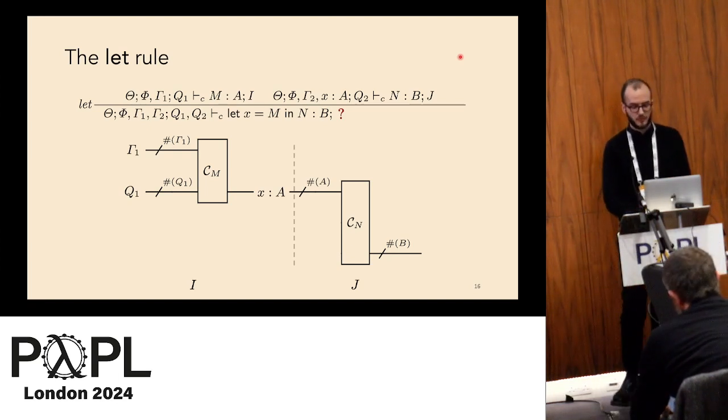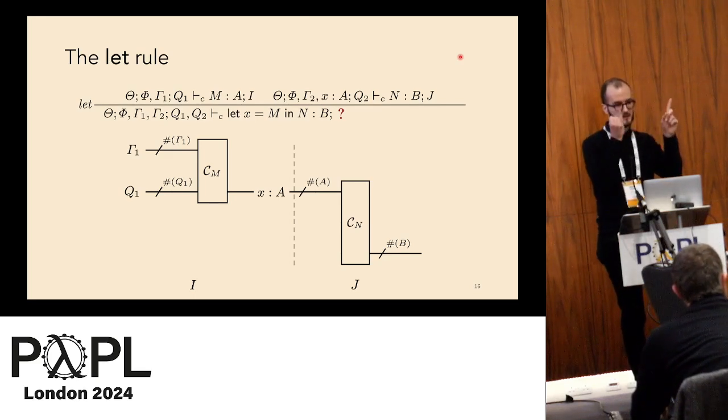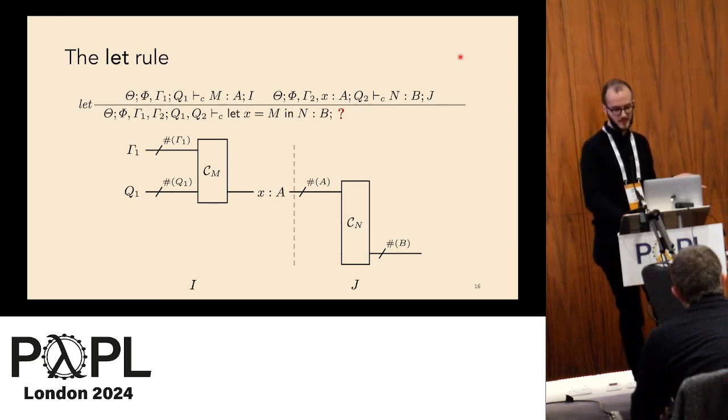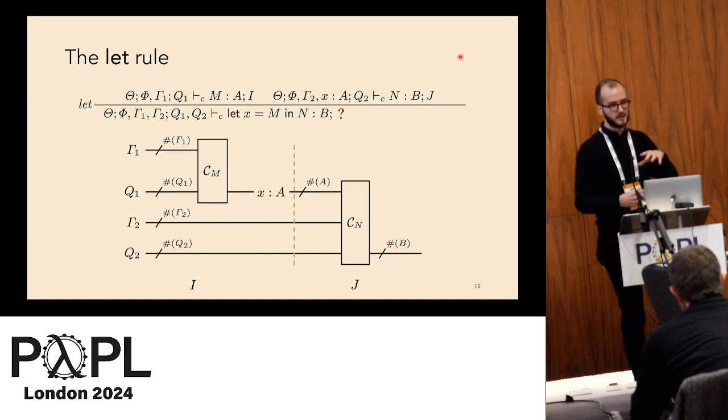So at this point, it might be natural to conclude, okay, we have one thing of width I, one thing of width j, and we are putting them together in sequence. The overall width must be something like the maximum of I and j, right? There's a catch to that, because x of type A is not the only input to Cn. N is also typed under gamma 2 and Q2, which contain wires which must pass alongside Cm while it's getting built. And these wires have a width that adds up to the overall width of the left-hand side of the let.